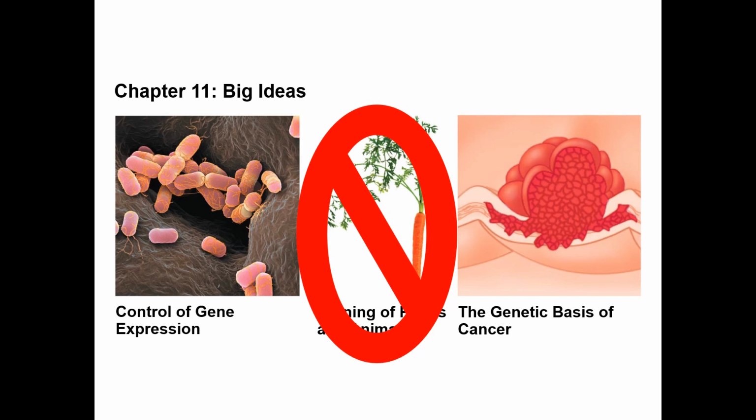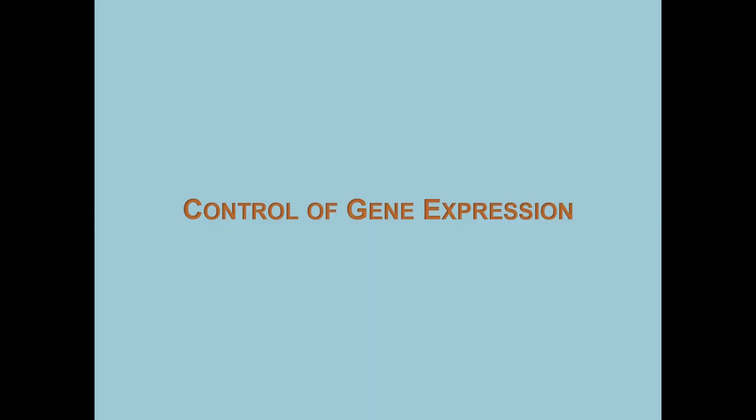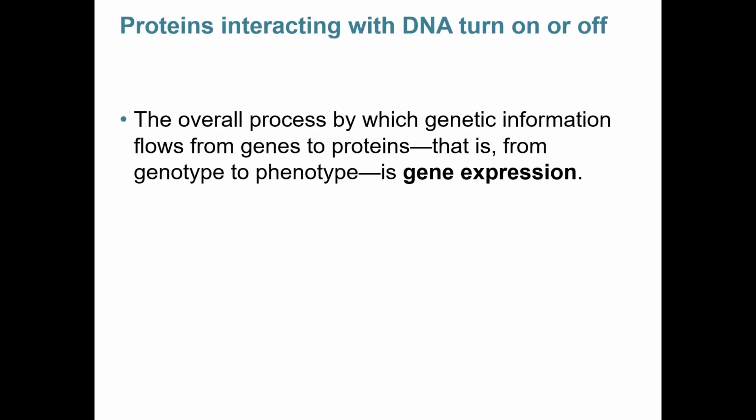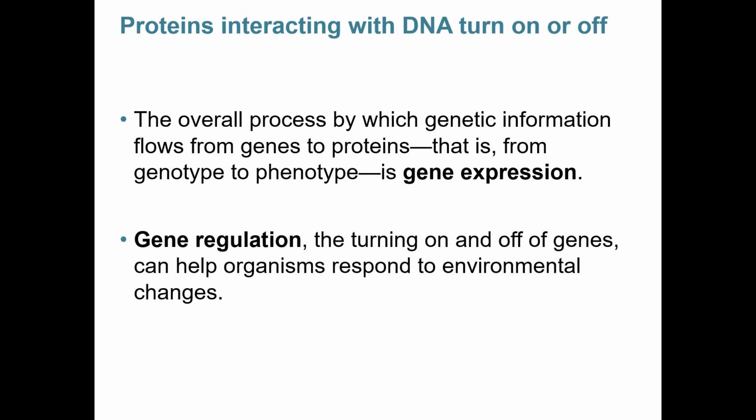We're going to start with this idea of how expression is controlled. When we talk about genetic information and how it flows from genes to proteins, that is basically what we're discussing, the expression of a gene. Gene regulation is the turning on and off of genes, and this can help organisms respond to environmental changes. You might have a situation where having a gene turned on is beneficial to you in one environment, but is bad for you in another environment. So you want to be able to control when the gene is on and when the gene is off. And we'll talk about some mechanisms that organisms use to try and do this.